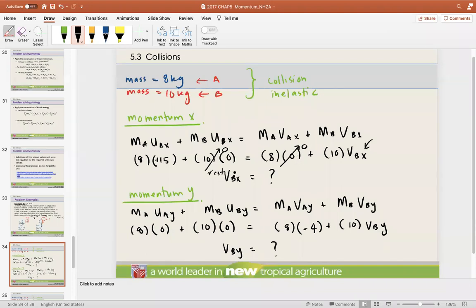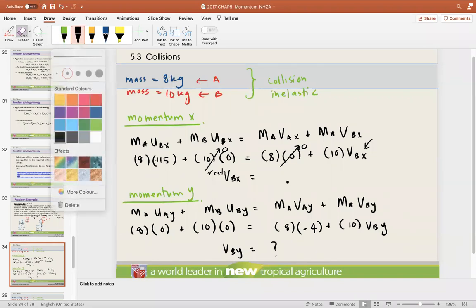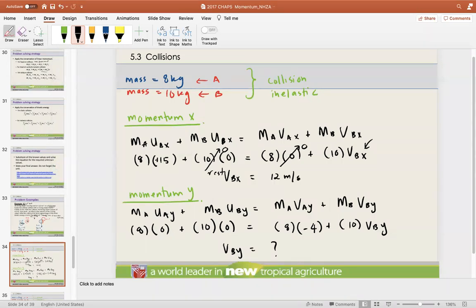Can anyone tell me what the answer is? 8 times 15 is 120. 120 divided by 10 is 12 meters per second. Is it positive? Yes, positive, which means our object moves to the right in the x direction.